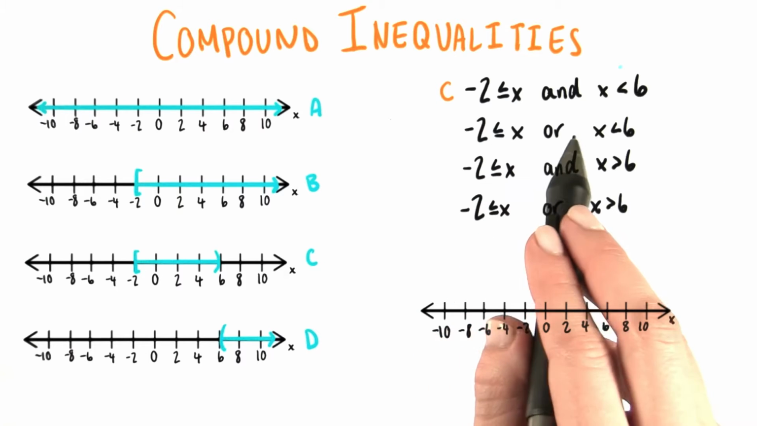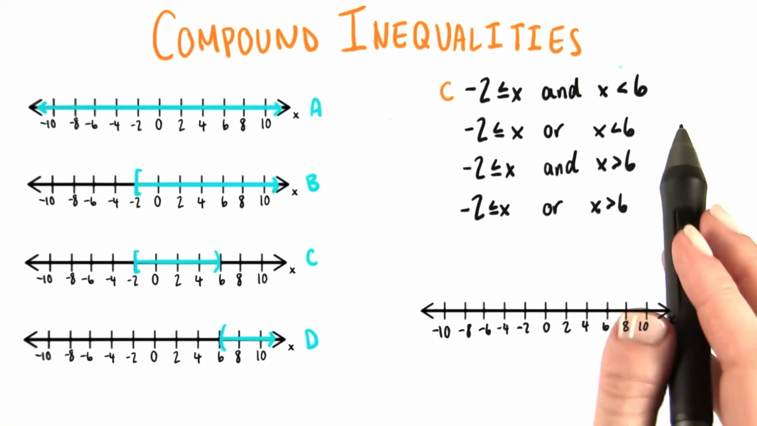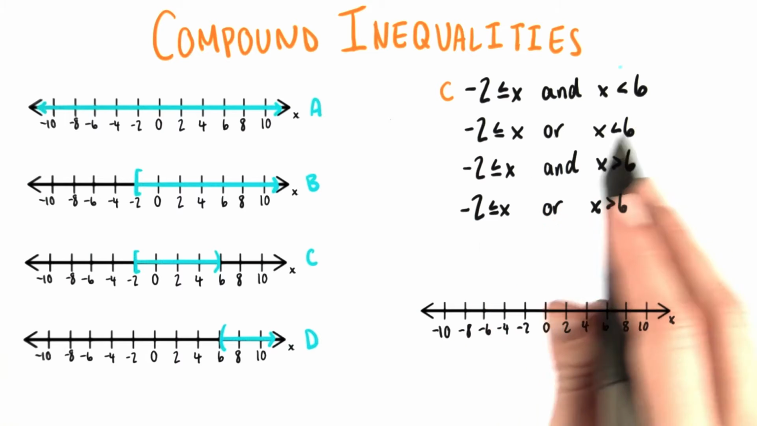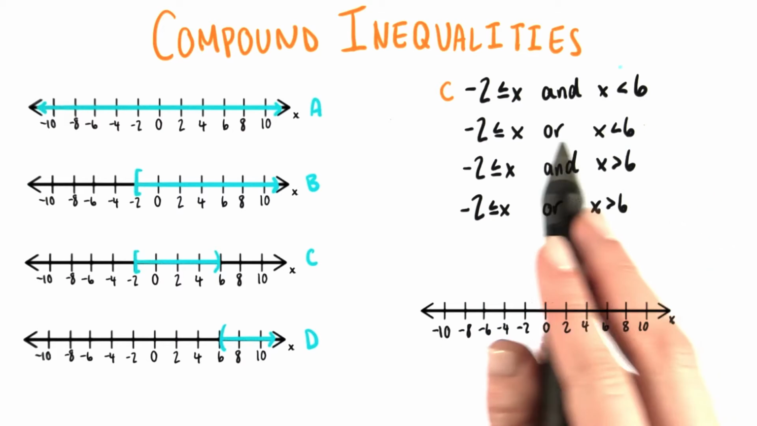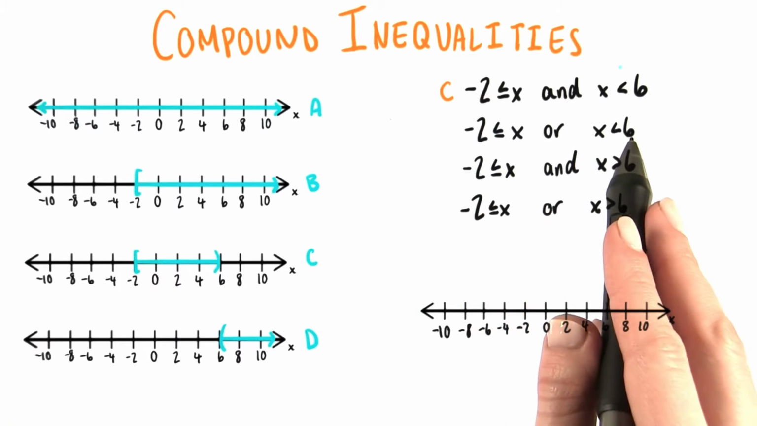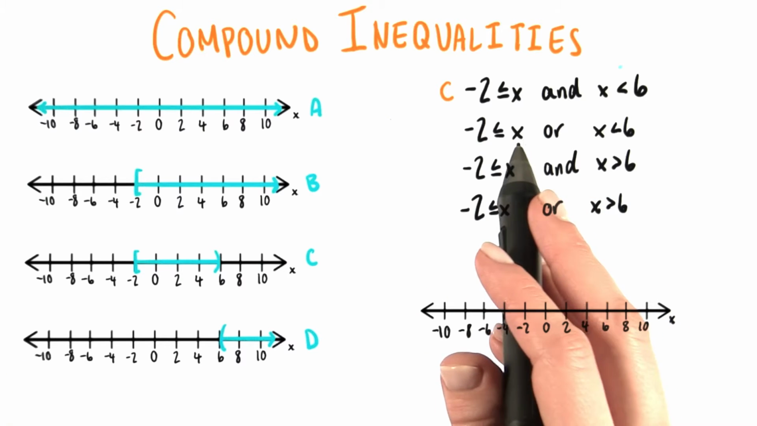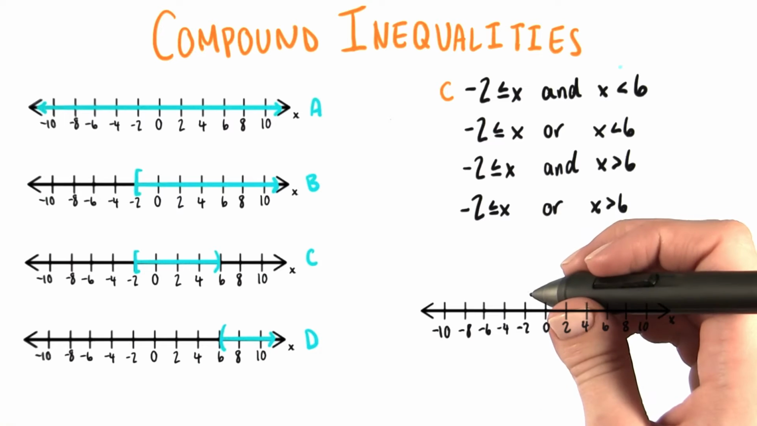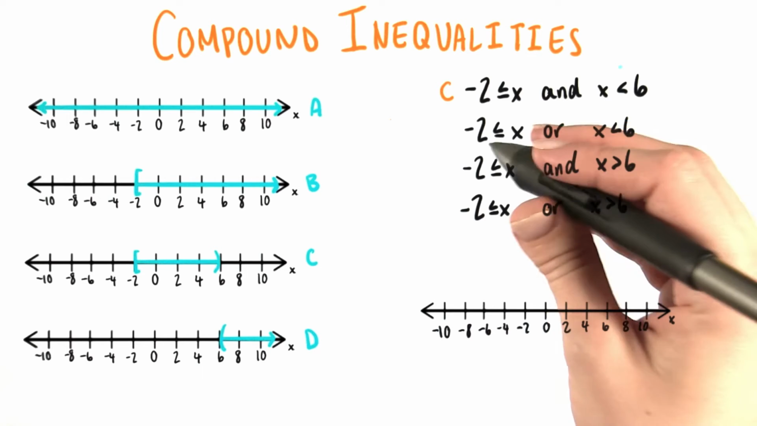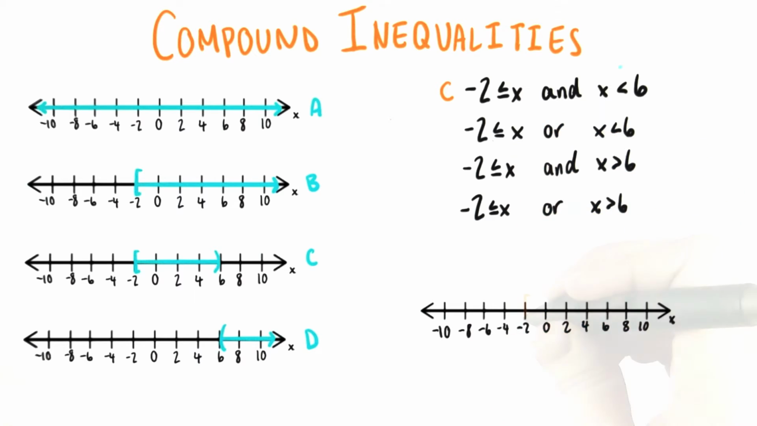Negative 2 is less than x, or x is less than 6. This is definitely tricky. The way that I like to try to graph these is to start by putting the proper parentheses or brackets at the proper places and facing the proper direction. So first we have negative 2 is less than or equal to x. I come down to negative 2, and I know this needs to be a square bracket because of the less than or equal to. And I know that values of x are going to lie to the right of negative 2 and including negative 2. So I put a square bracket facing to the right.